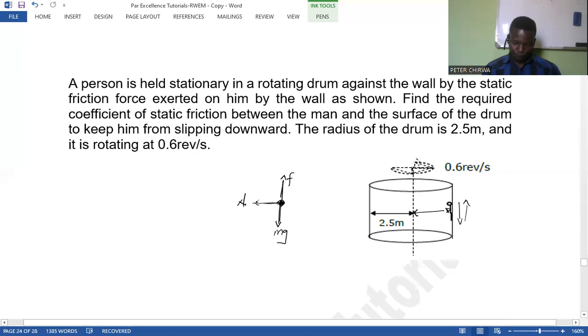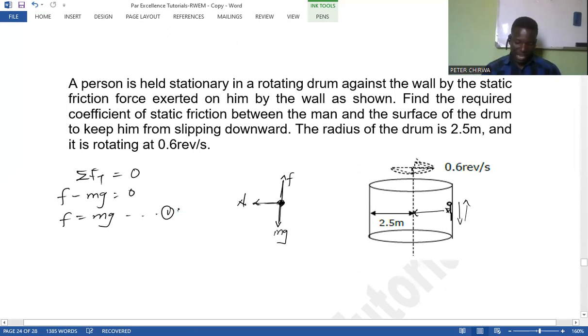So the normal force is in that direction. Now, looking at that, we need to come up with something here. So we start with Newton's laws. We can start with the y, and this person is not rotating in the y. So we have 0 there, where we have the friction force minus the weight giving us 0, and the friction force is equal to the weight. So that is our first equation.